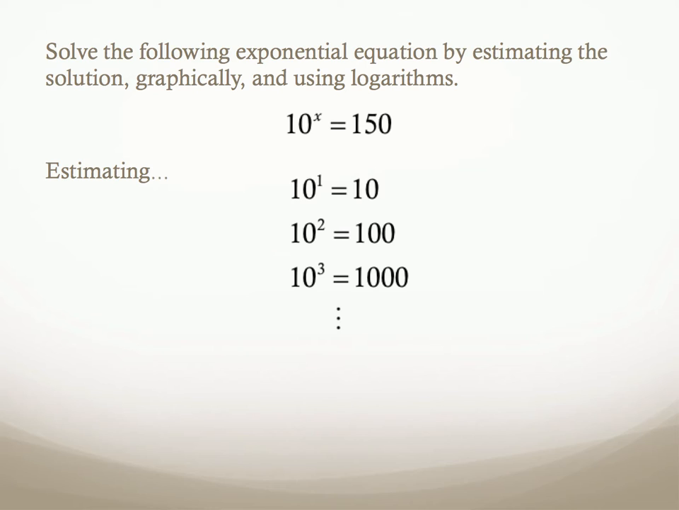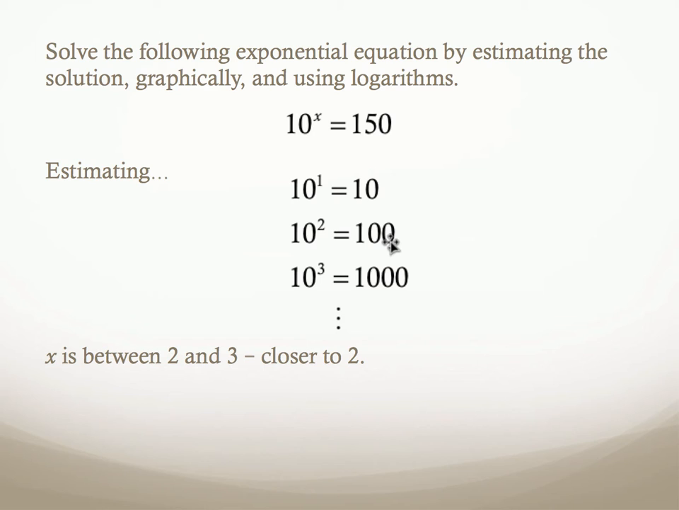So here are my powers of 10 that I just said. 10 to the first is 10, 10 to the second is 100, 10 to the third is 1,000. So I know, since I'm looking for 10 to the x equals 150, that my exponent has to be somewhere in between 2 and 3 right here. So we can say that x is between 2 and 3, but it's going to be closer to 2 since my output value here is 150.